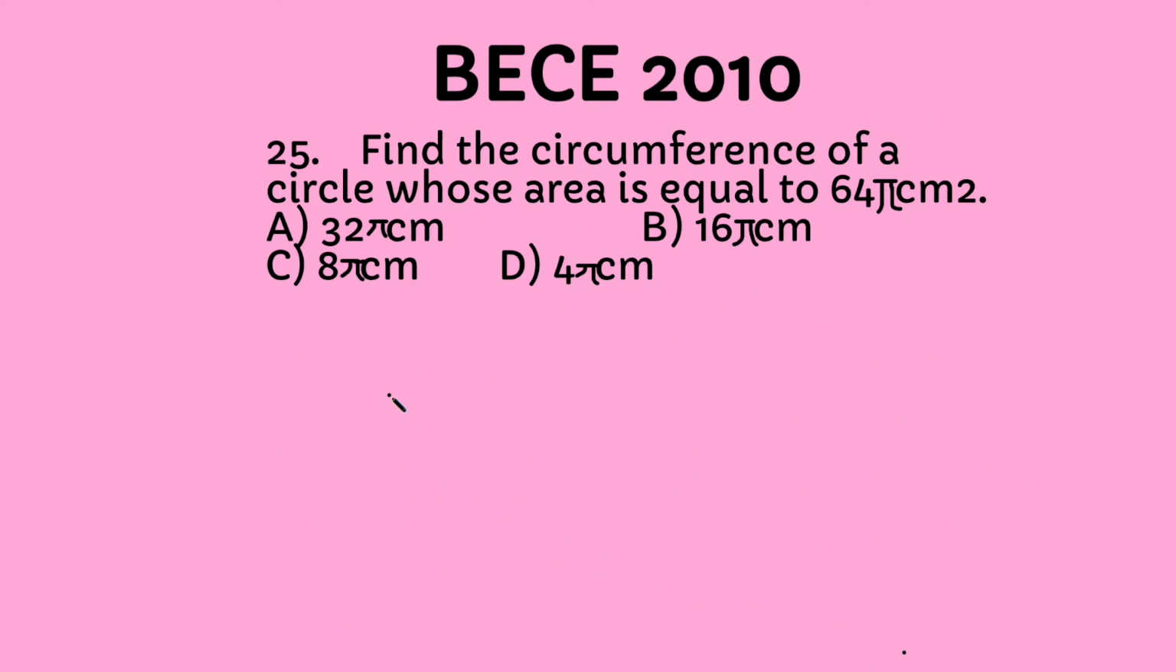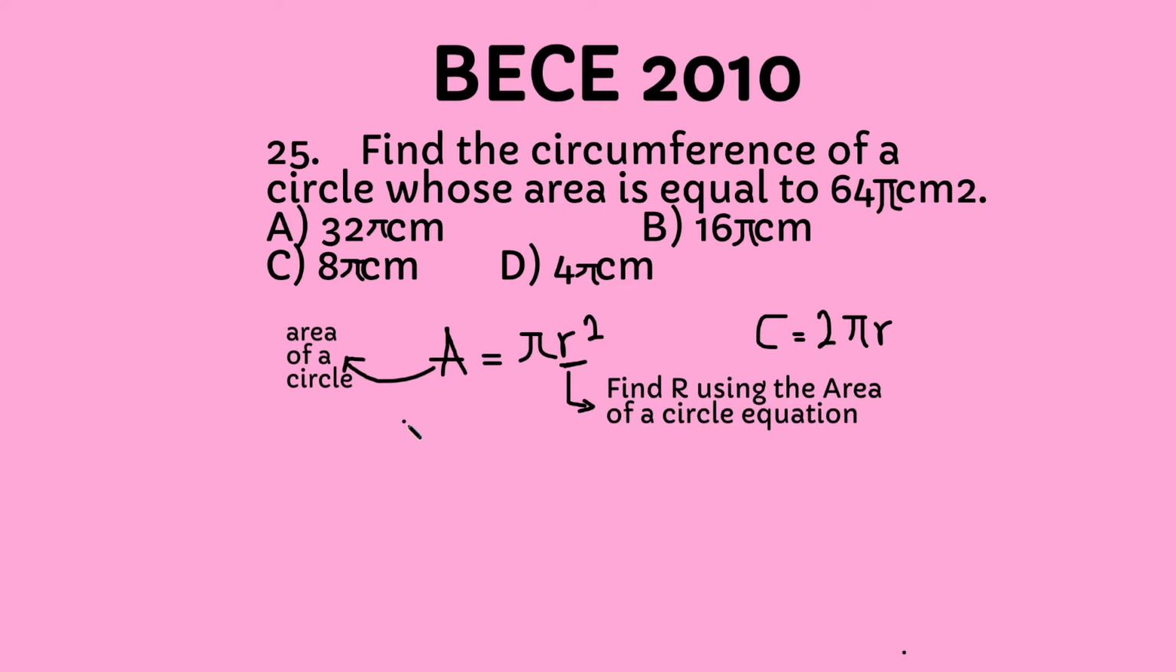25. Find the circumference of a circle whose area is equal to 64 pi centimeters squared. To answer this, the area of a circle is A equals pi r squared, and the circumference of a circle is equal to 2 pi r. Since our question is more focused on finding the circumference, we need both equations, but we need to use the area of the circle to find r and input it into our circumference formula to find the circumference.